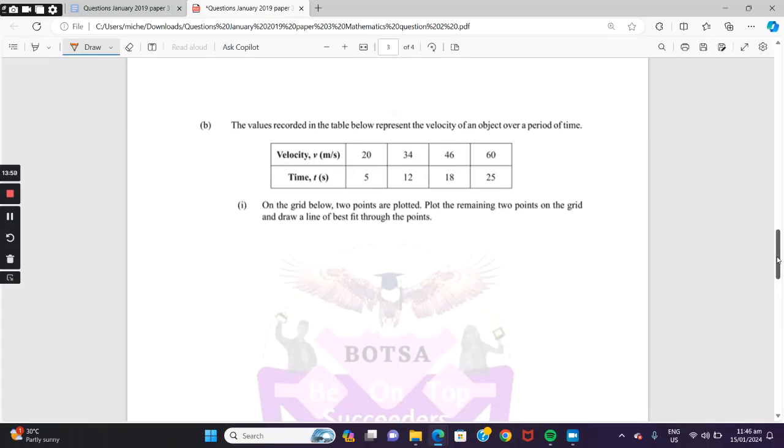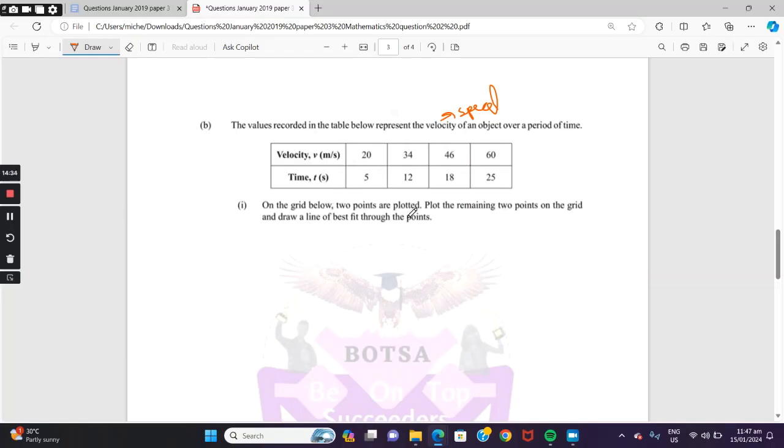Okay, so the second part of this paper 3 has the values recorded in the table below representing the velocity of an object over a period of time. Velocity means the speed. And for those of you who know the general speed formula, speed is equal to distance divided by time, right? So that means anytime you see velocity, it means that distance divided by time has already been worked out. All right, so we have this information, we have that information.